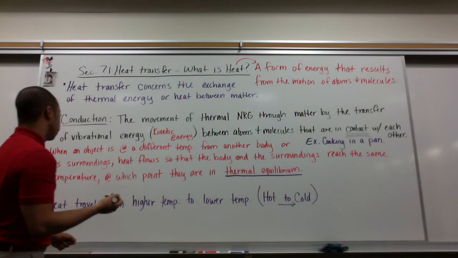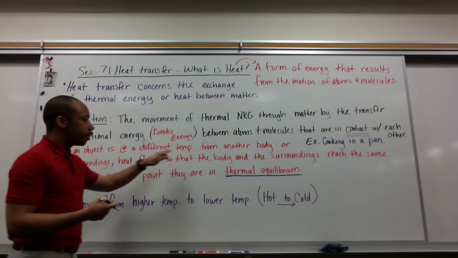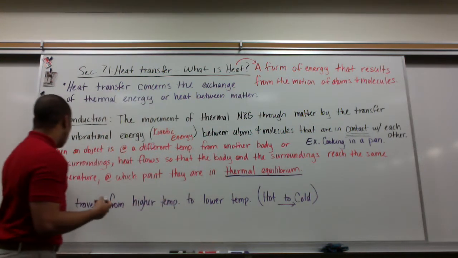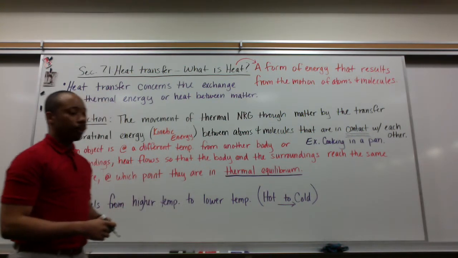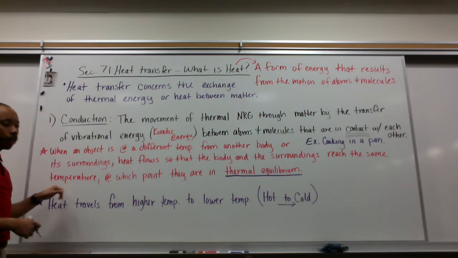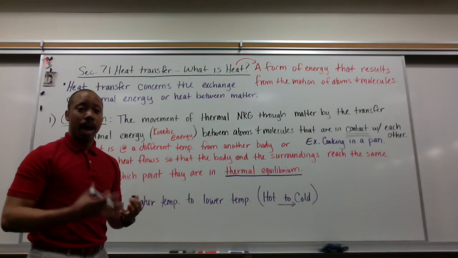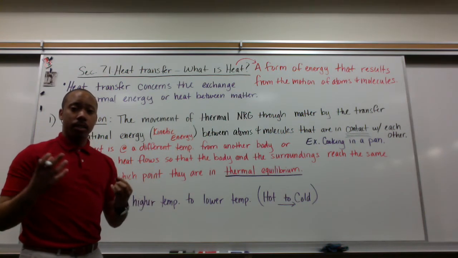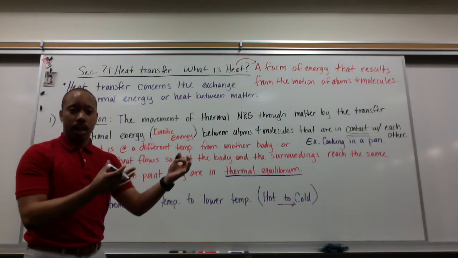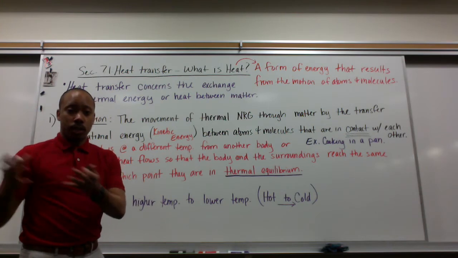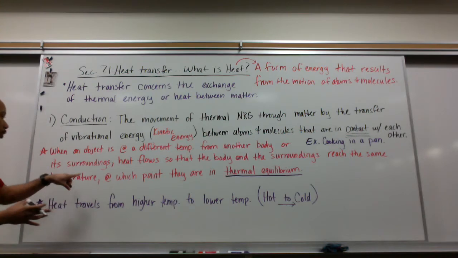That is conduction. Now here in red is a key point. When an object is at a different temperature from another body or another surrounding, heat flows so that the body and the surroundings reach the same temperature, at which point they are in thermal equilibrium. We talked about equilibrium when we talked about acids and bases. Equilibrium means one side is not more energetic than the other side. It goes back and forth. Energy goes here, then it goes back. It goes here, then it goes back. They're in thermal equilibrium when the temperatures equilibrate.